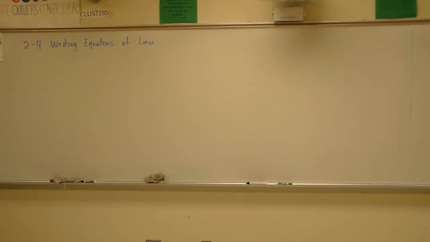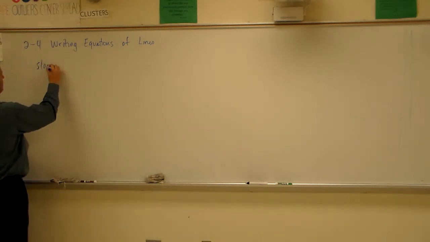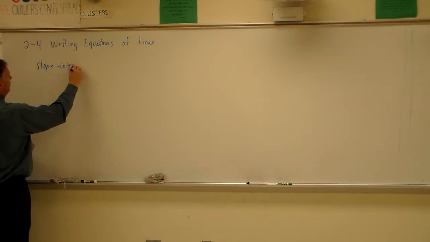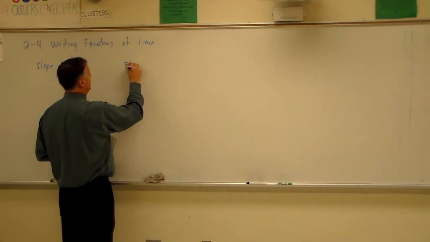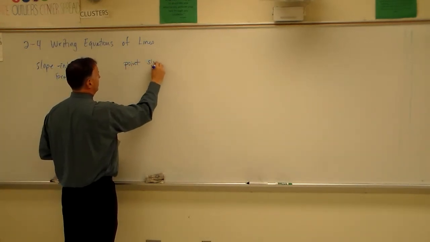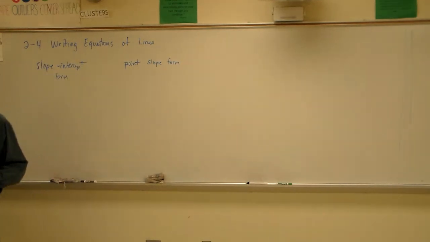Okay guys, here we go. Section 2.4, writing equations of lines. We're going to look at two different types of equations, okay? One being slope-intercept form, and the other being point-slope form. Okay?